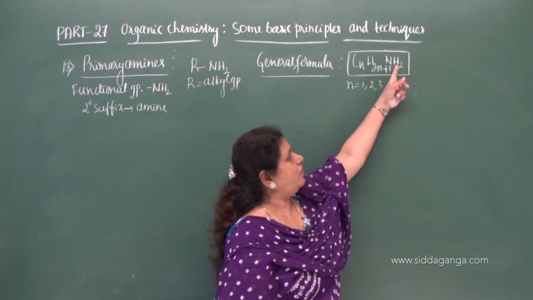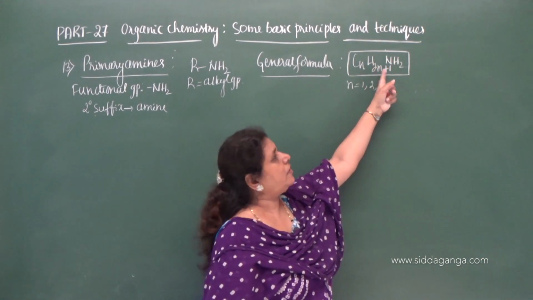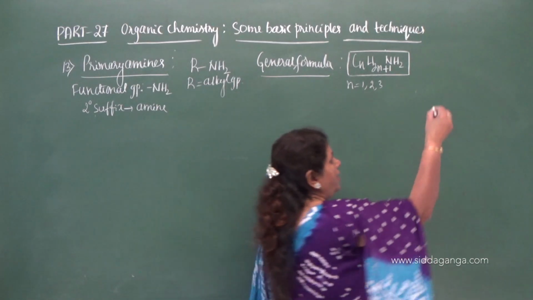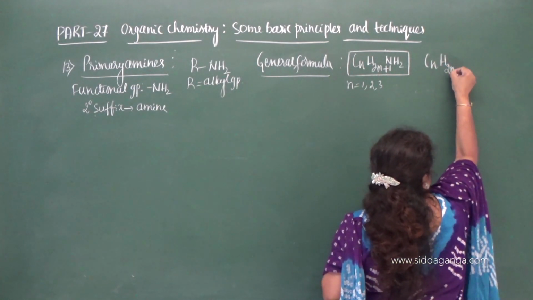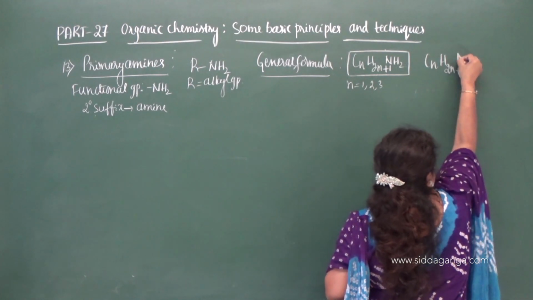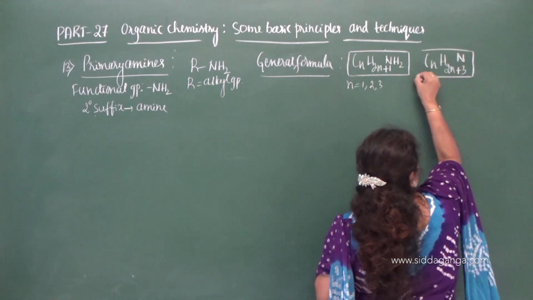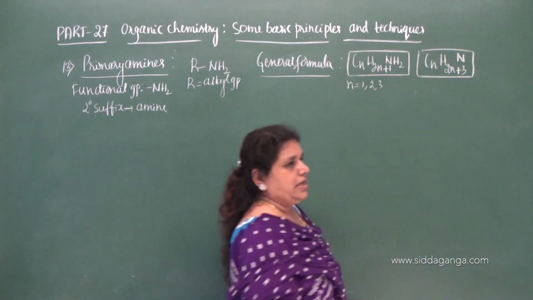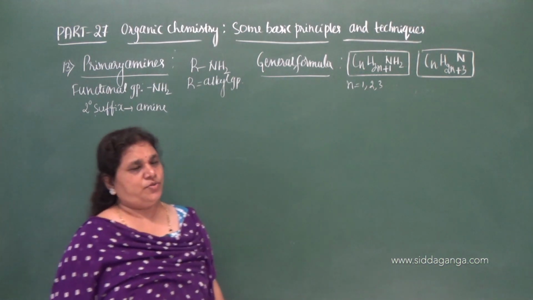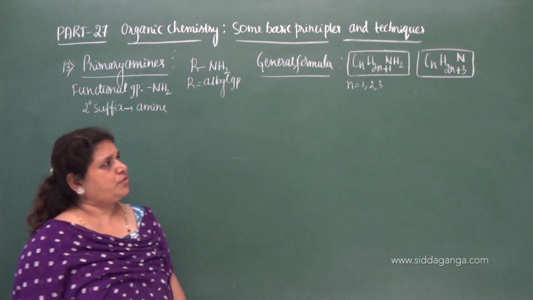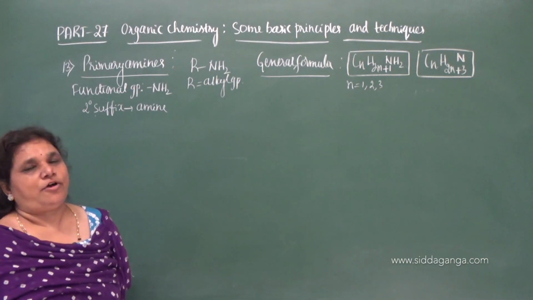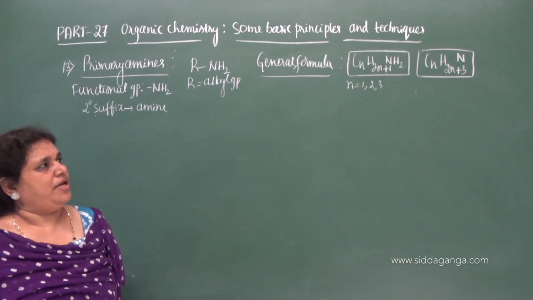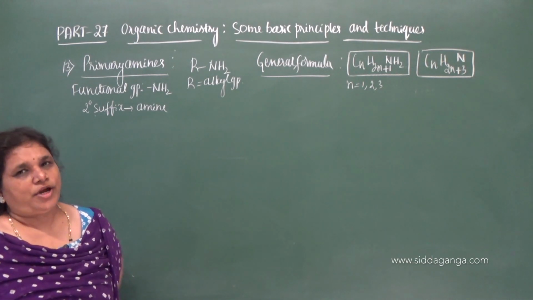Even you can include this hydrogen here. If you include this hydrogen here, you will get the general formula as CnH2n+3N. You can also write the general formula like this: CnH2n+1NH2 or CnH2n+3N. So that is also the general formula of primary amines, and the value of n is 1, 2, 3.